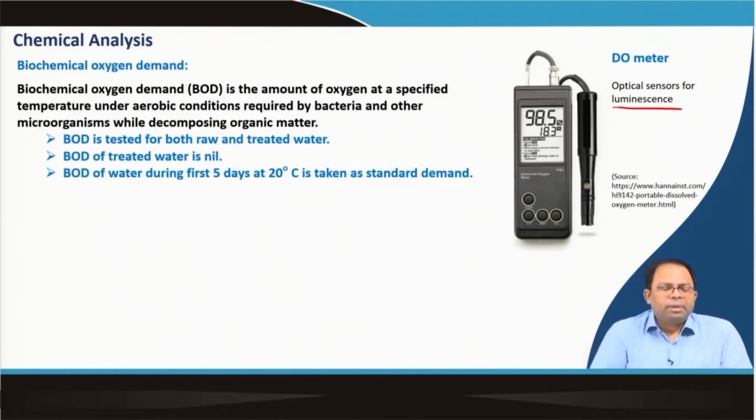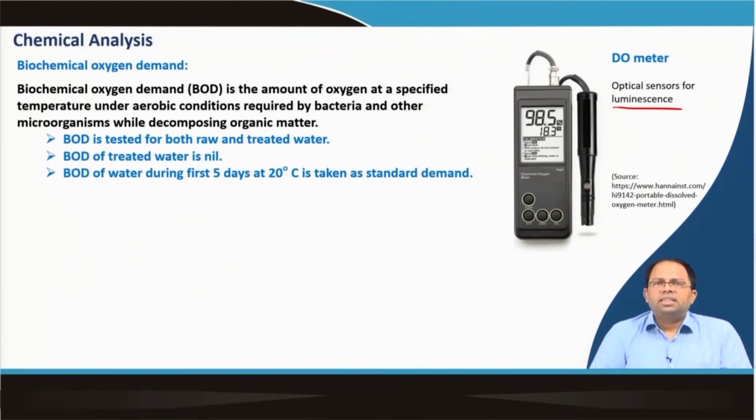So biochemical oxygen demand is, as I was discussing, the amount of oxygen at a specified temperature under aerobic conditions required by bacteria and other microorganisms while decomposing organic matter. So organic matter is acted upon by bacteria, and they are gradually decomposed. Once the entire decomposition happens, then water is safe. But till that happens, we can determine that by determining the biological oxygen demand.